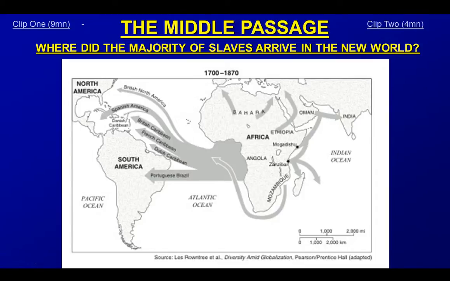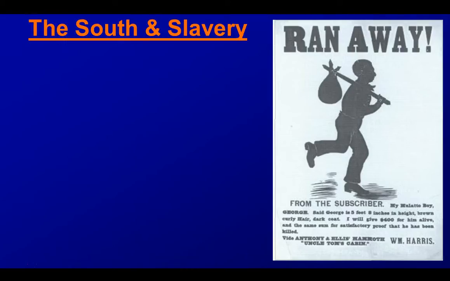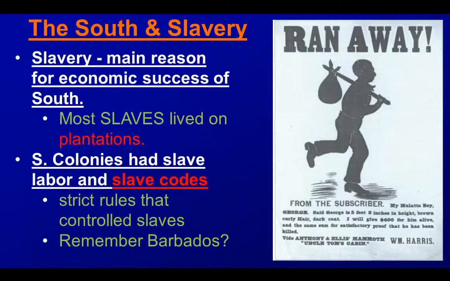So this is a significant aspect of how work in the colonial world is developing and growing. The South and slavery is really, of course, tied together here. Geography and the environment and the soil and the land is ripe for agriculture, and these people are being brought in for agricultural cash crop production. Slavery is the main reason for the success of the economy of the South.